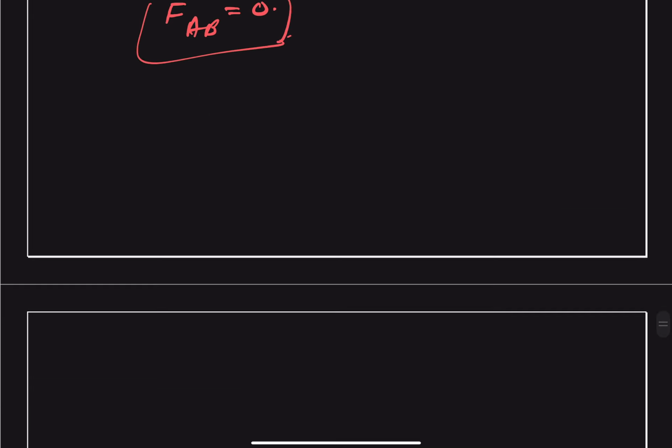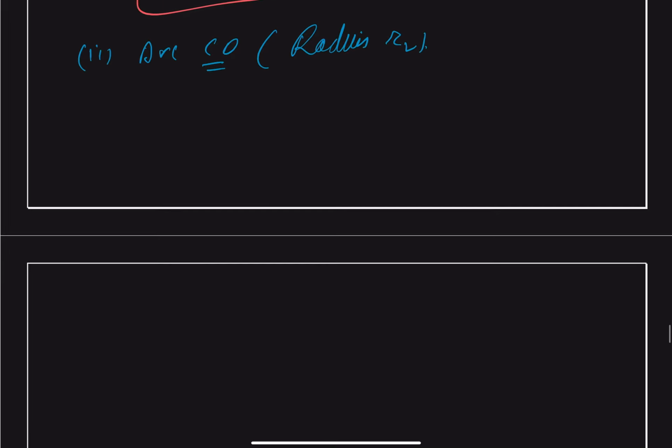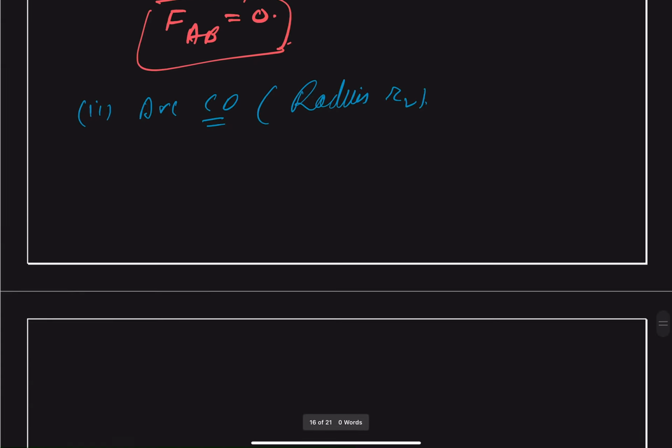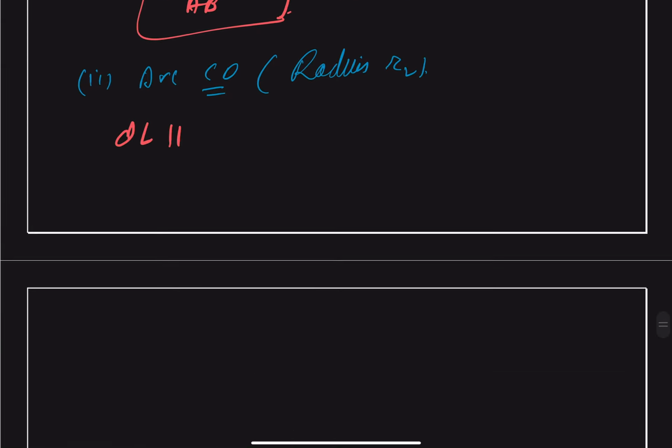Now we have another arc, that is arc CD, and it is at radius r2. Similarly we can say that dl is parallel to B, which gives the force due to this DC equal to 0.